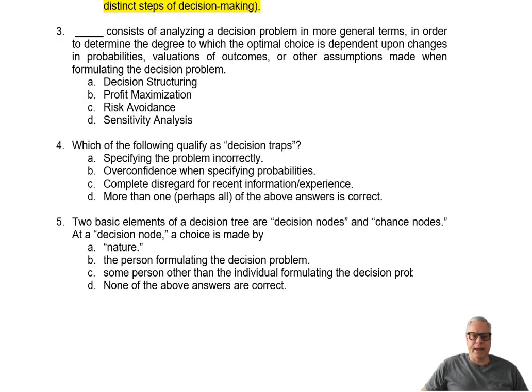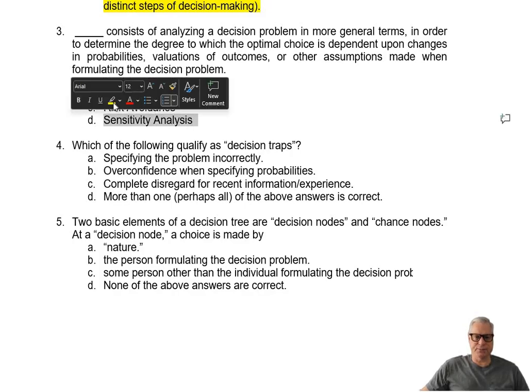Blank consists of analyzing a decision problem in more general terms in order to determine the degree to which the optimal choice is dependent upon changes in probabilities, valuations of outcomes, or other assumptions made when formulating decision problems. Okay, whenever we analyze decision problems in more general terms in order to determine the degree to which the optimal choice is dependent upon changes in probabilities, well, that is sensitivity analysis.